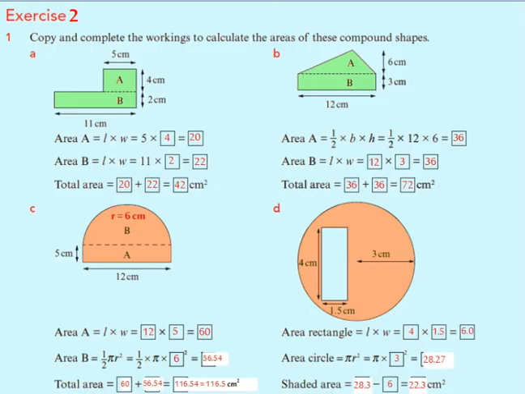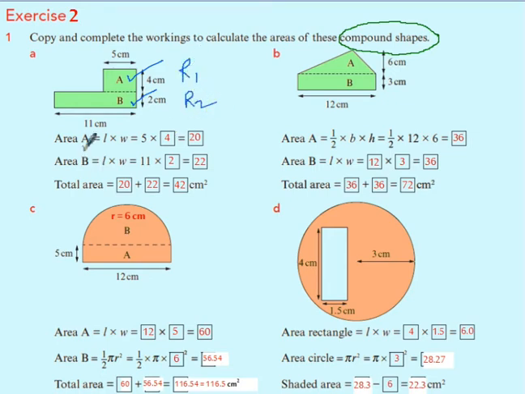Here they are given compound shapes. So we are finding the area of compound shapes, meaning they are combined. 2 shapes are combined or 3 shapes are combined. We call them compound shapes. So here if you see, we have 2 shapes. One is a rectangle, the other is also a rectangle. So rectangle 1, rectangle 2. So you can find 2 areas.